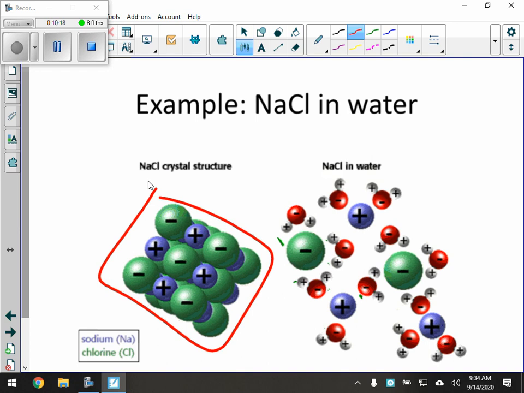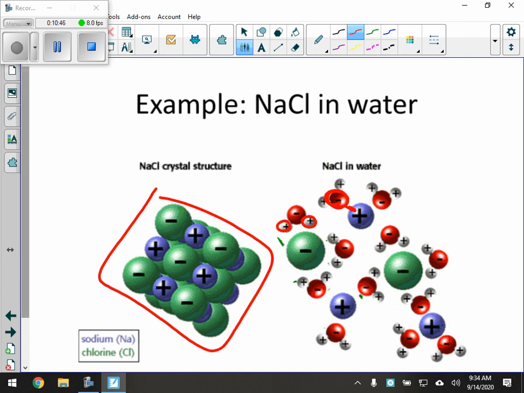So the positive ends here, these would be the hydrogens right here. This is the hydrogen here and here, and they would pull that chloride closer to them, okay? And in another case, perhaps the negative end of water, this right here, is attracted to the sodium ion, for example. So basically what happens is water's polar, and it pulls this ionic compound apart.